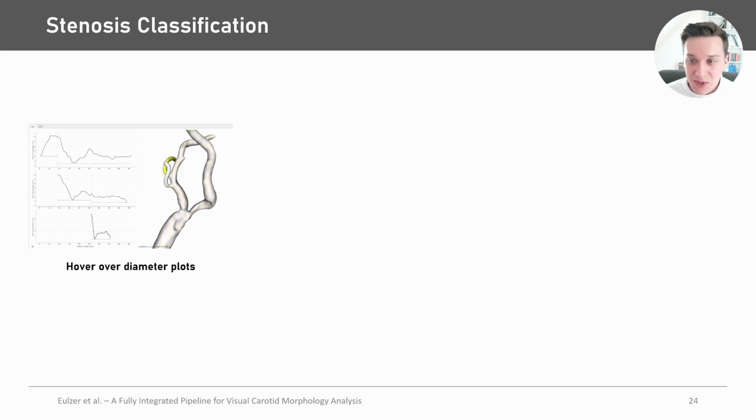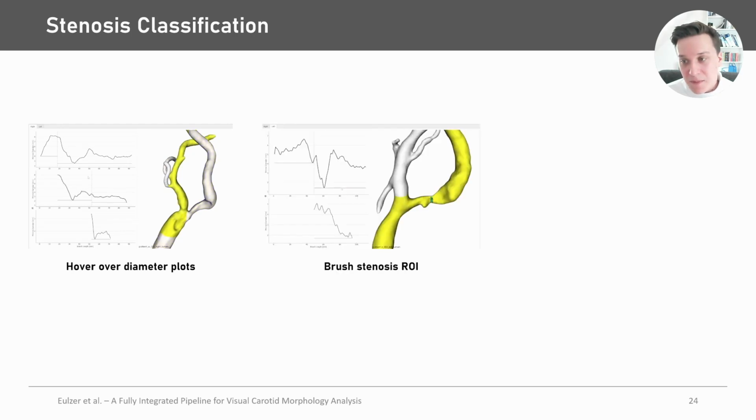By brushing over the plots, you can reveal a stenosed region in the 3D model. And we also immediately compute a stenosis degree in that selected region. The advantage here is that we can find a global minimum algorithmically, which is highly accurate when it comes to determining the stenosis degree.